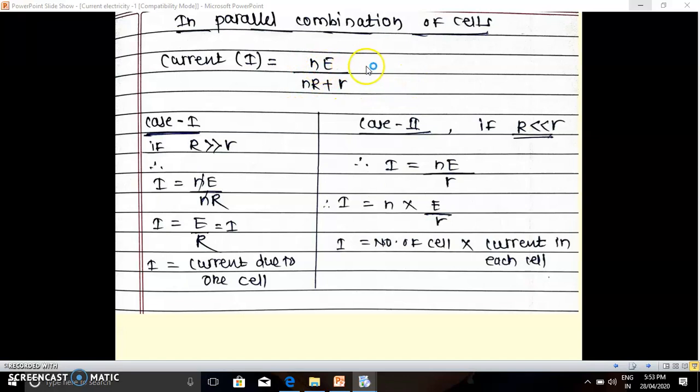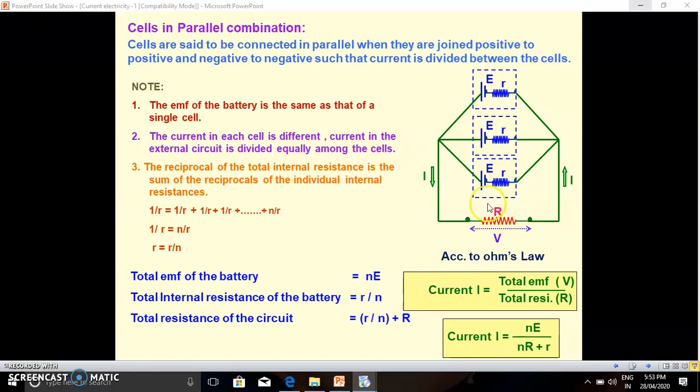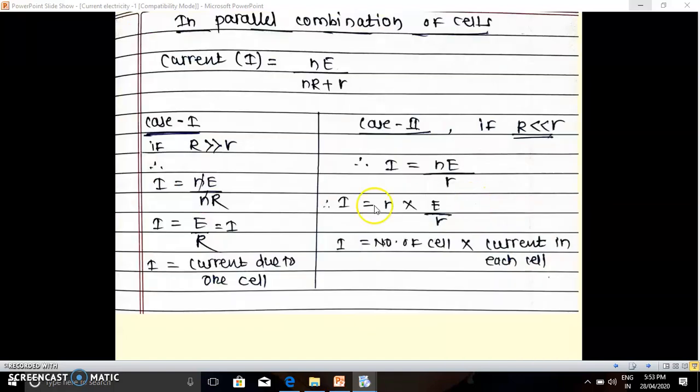Suppose this is equation number 1, nE upon nR plus R. Case first: external resistance R is greater than internal resistance r. Then this r can be neglected from equation 1. So the equation will be nE upon nR, so n will get cancelled. So I will be E upon R, that is EMF upon resistance, which is nothing but current according to Ohm's law, I is equal to V by R, that is E by R. So if external resistance is greater than internal resistance, then total current in the circuit will be the current due to one cell only, because n gets cancelled.